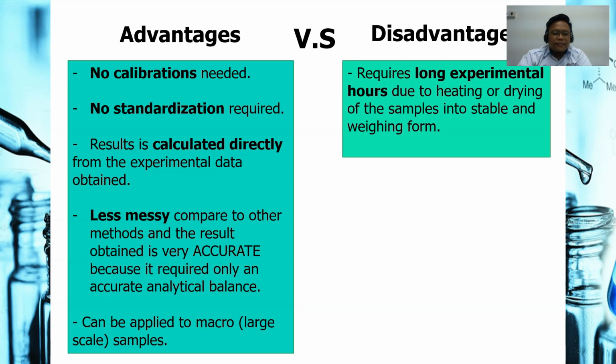information of the analyte needed. This analysis is also less messy than other methods, and it can give an accurate result. It just needs an accurate analytical balance, and of course it can be applied to macro samples. The disadvantage is that this analysis requires a long experimental time, due to the heating and drying process, because usually the heating and drying need more than an hour to get a stable and weighable product.